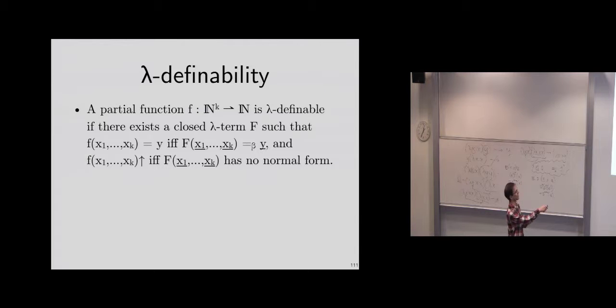And there's also a case for the undefined case. So here, if the mathematical function is undefined, that's the up arrow there, for some inputs, then you'd better have the case that the lambda term, again on those Church numerals, has no normal form. So it's got to loop forever.